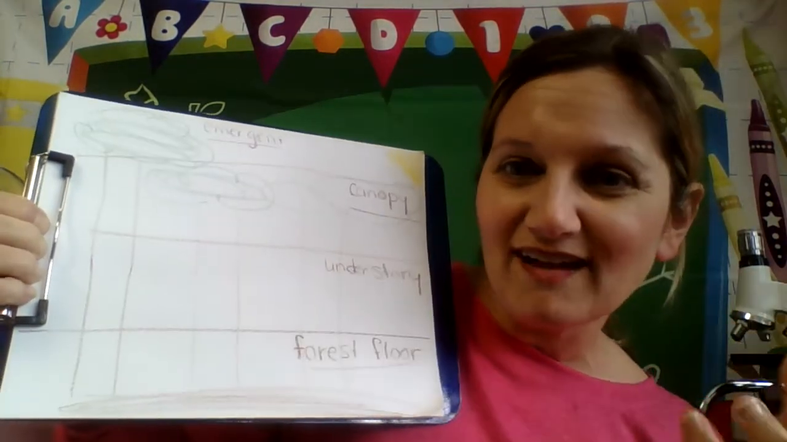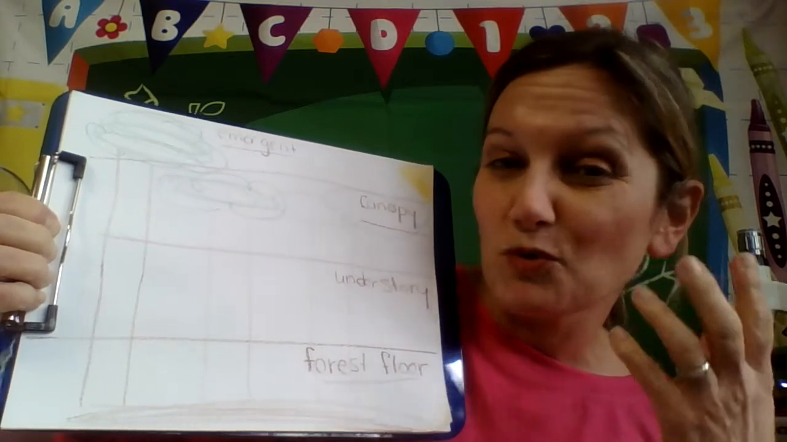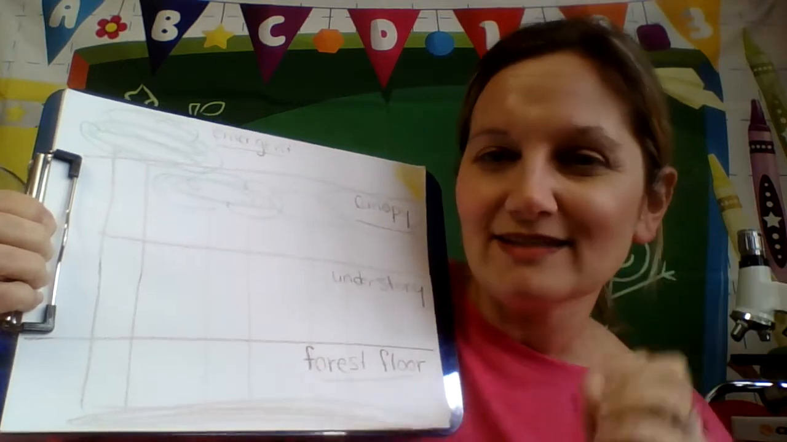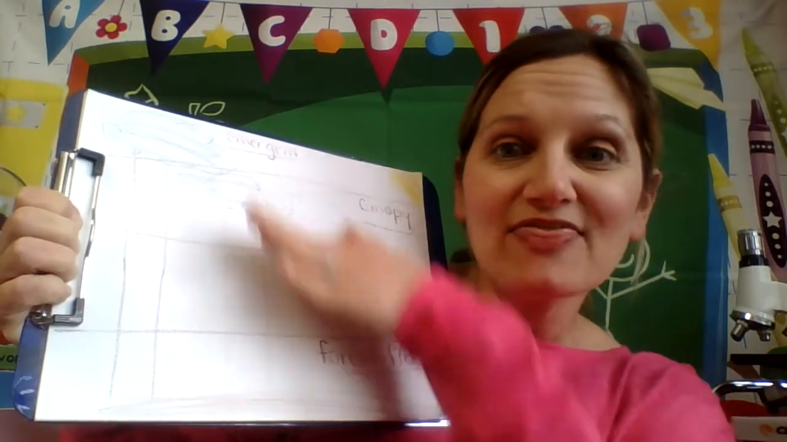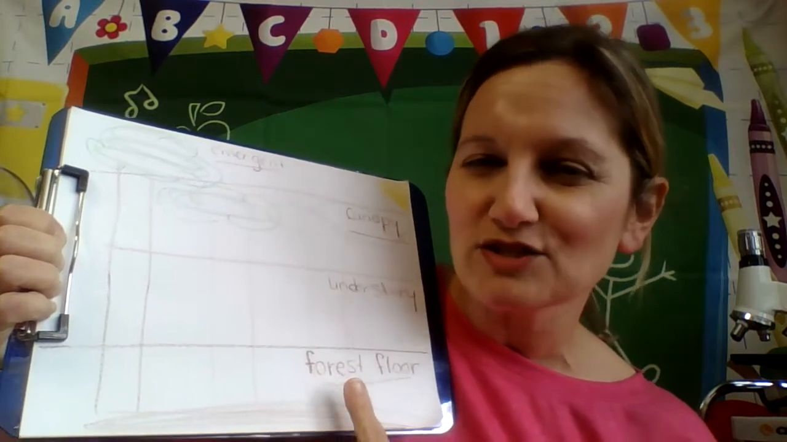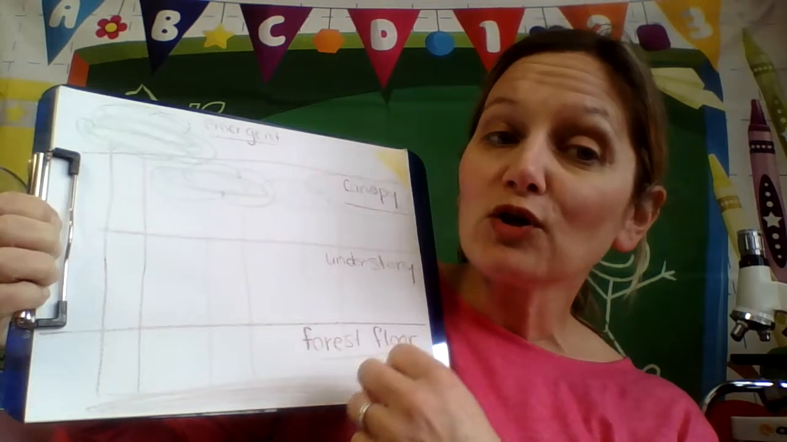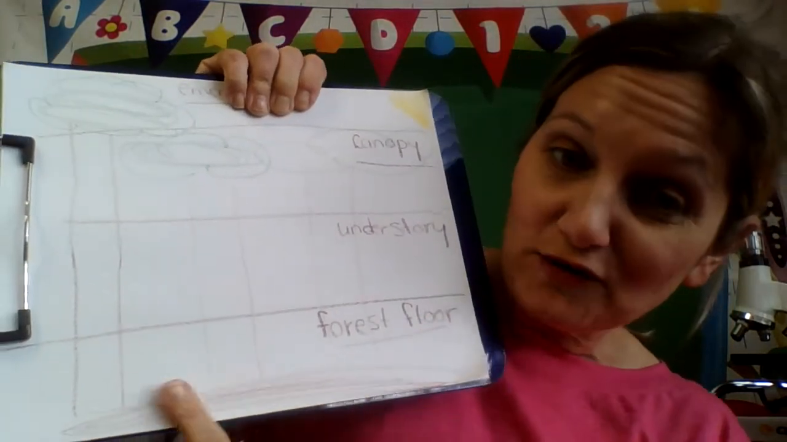You may have begun to see that there are some characteristics or features that make each of the layers unique and different. This week, we're starting at the bottom, the forest floor. Now, let's go back to the picture. You are going to draw, I'm going to try to get real close with this. You're going to draw your forest floor.